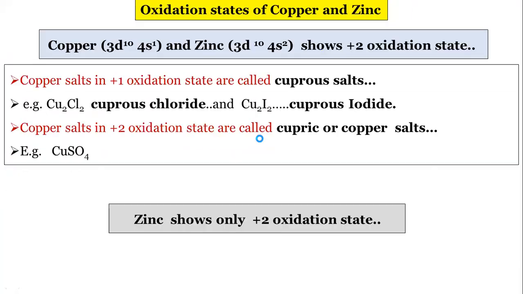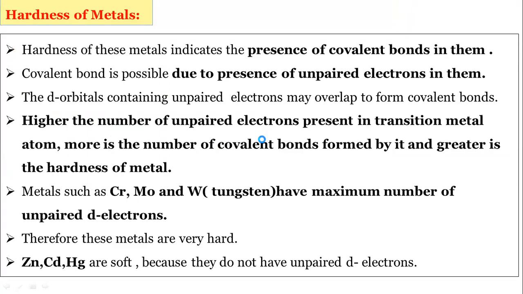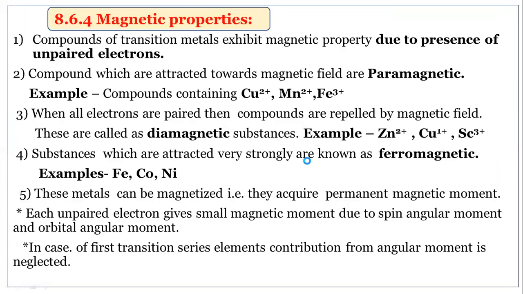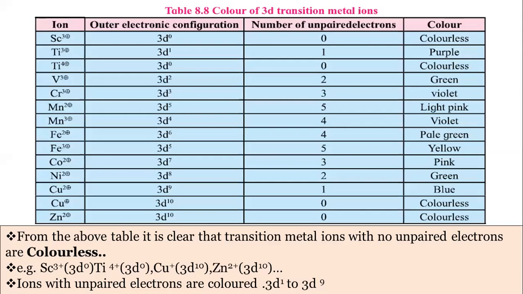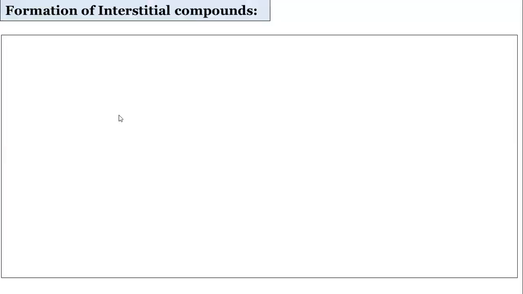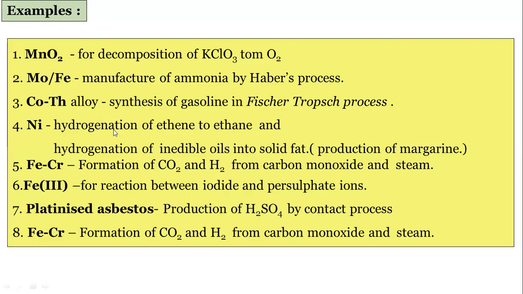Then I am again coming to the catalytic properties. Most of the elements in the D block are used as catalysts. So nickel is used for the conversion of ethene to ethane. Also, it is used for the conversion of inedible oils to solid fat. This is called the production of margarine, remember.